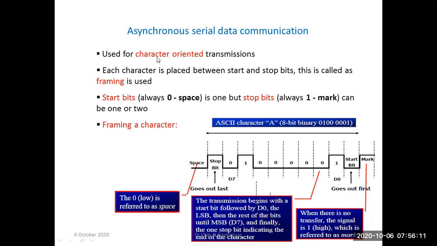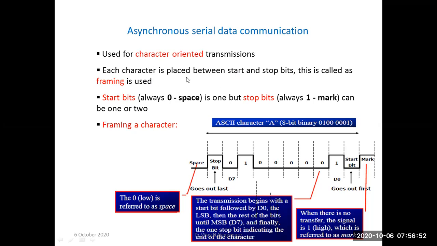A single character can be represented by a single byte. As we know, each character has an equivalent ASCII code. By using that code we can represent every character, and that code can be transmitted using asynchronous serial data communication. So how is that character transmitted? The ASCII code of that character is placed between start and stop bits, and this is actually called framing.